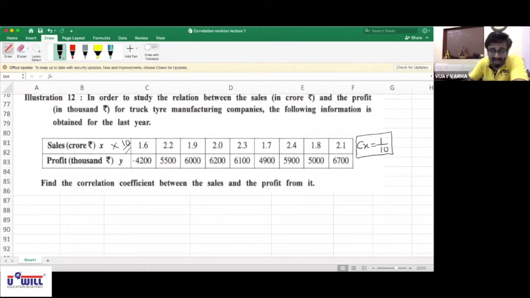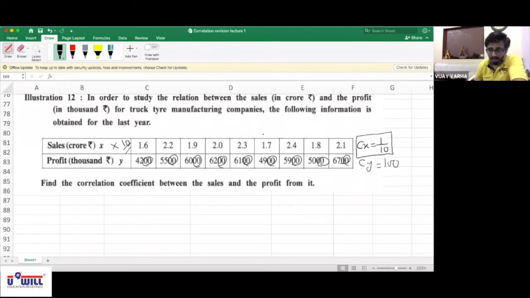Same way, Y, all of you can see there are two zeros, 4200 has two zeros, 5500 has two zeros, 6000 has two zeros, 6200 has two zeros, 6100 also has two zeros, 4900, 5900, 5000 and 6700 all have two zeros. So here the common factor Y is going to be 100. Okay, in X, since we are going to multiply with 10, the common factor is 1 by 10. And in Y, since we are having two zeros everywhere, we are going to divide by 100 only. So common factor Y is equal to 100.